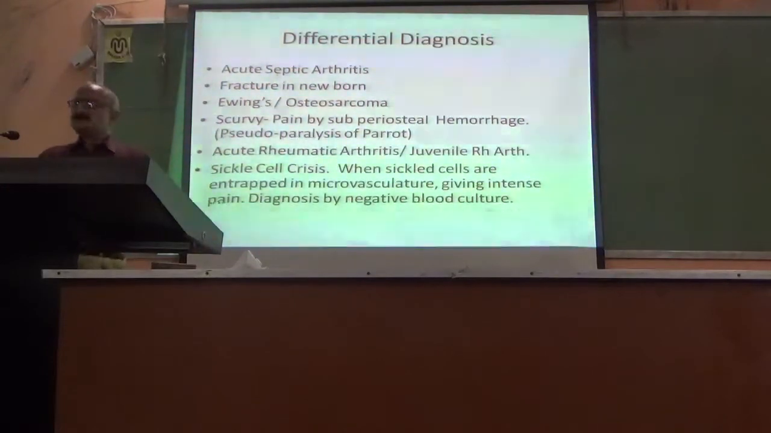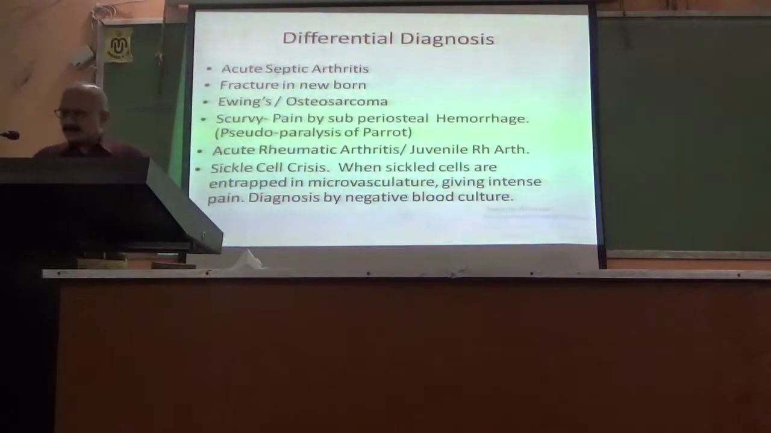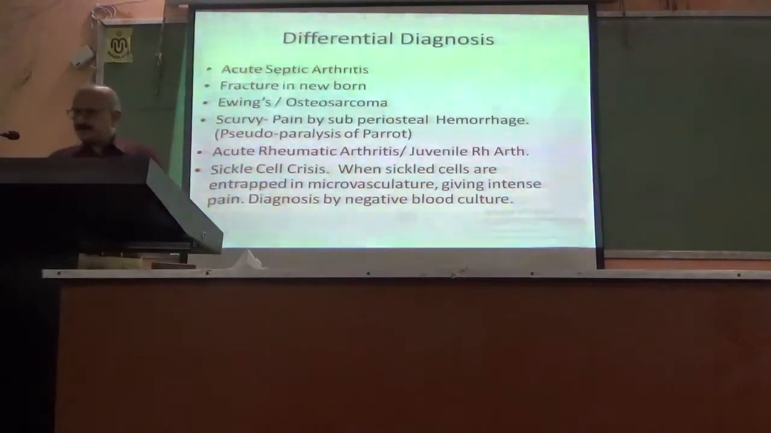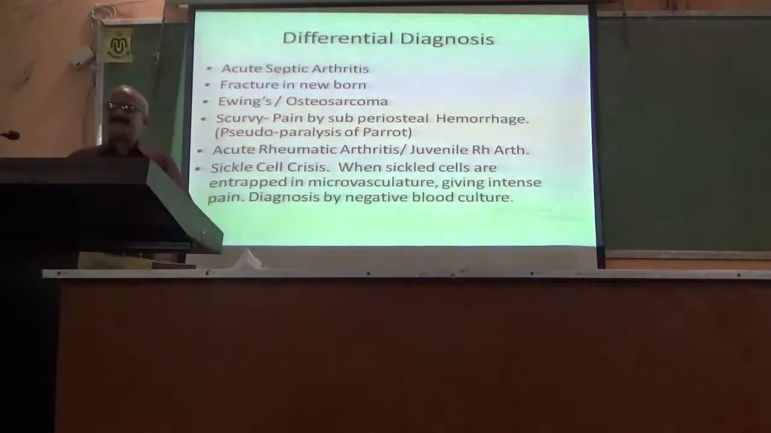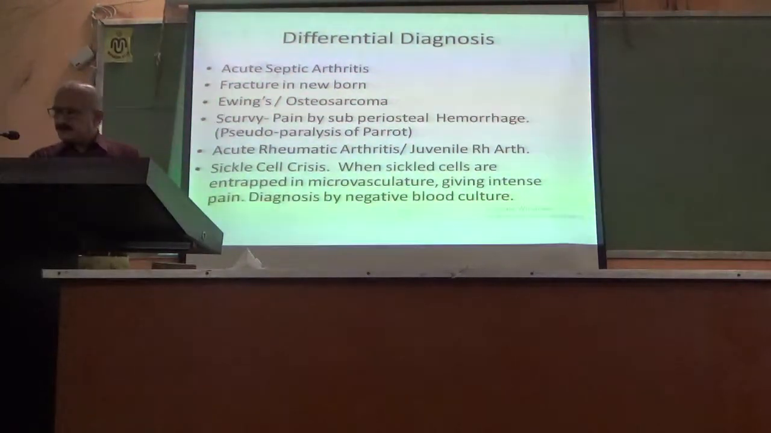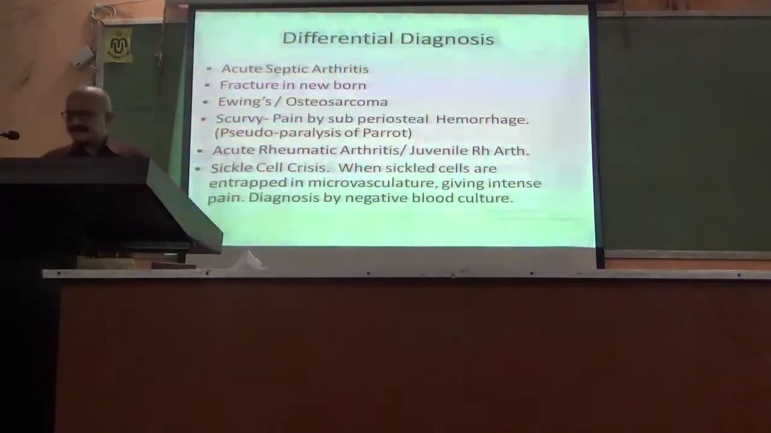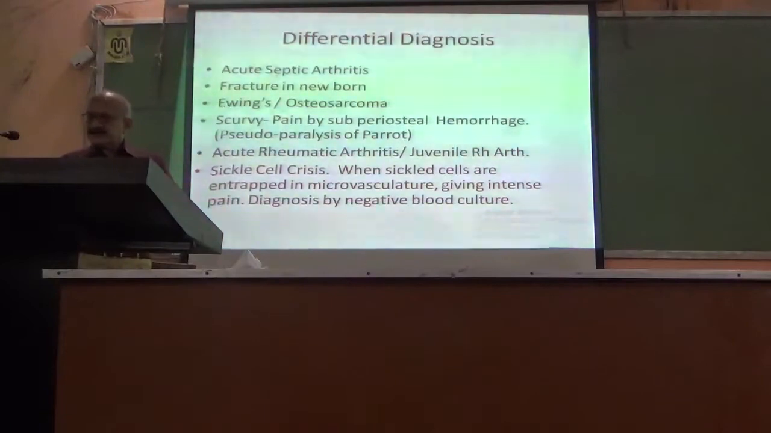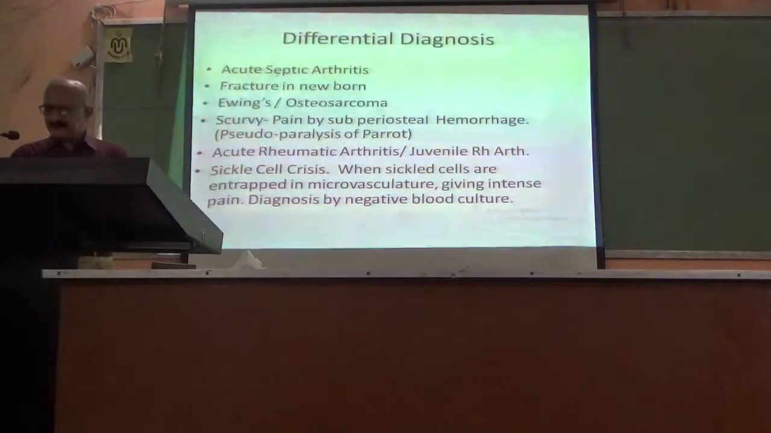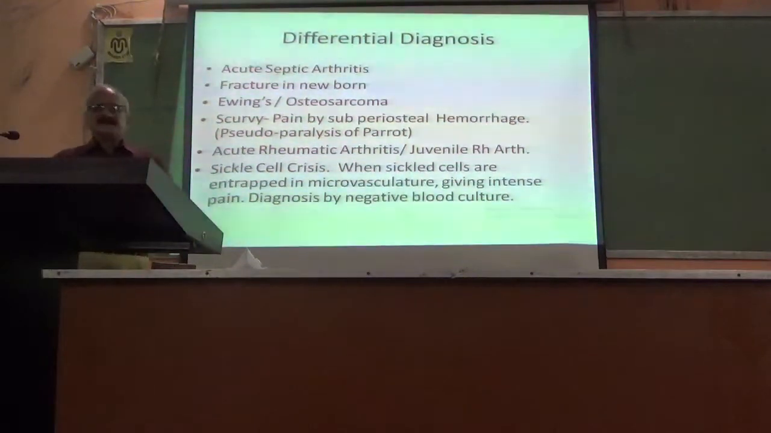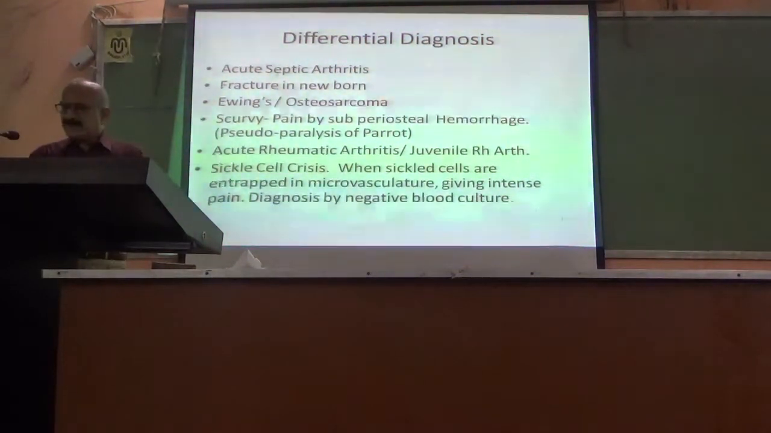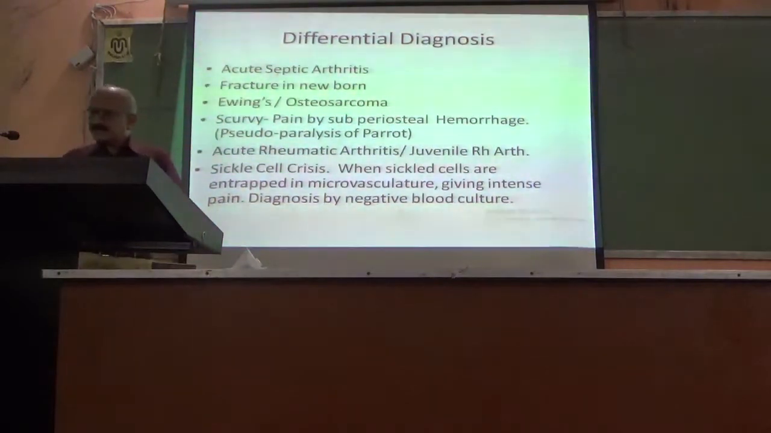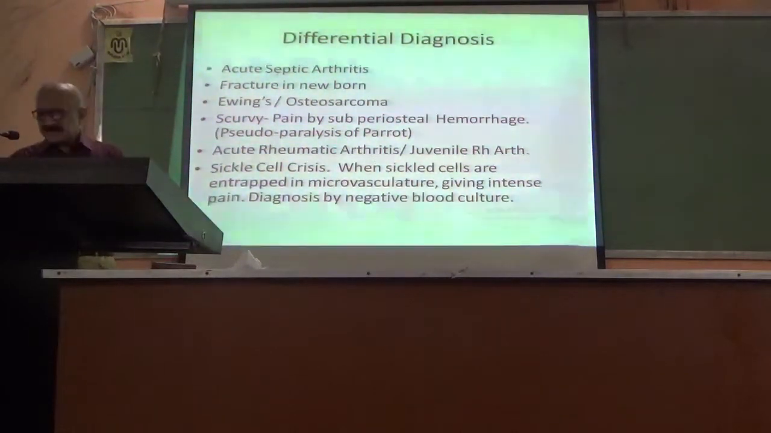Scurvy, of course, is not very much a clinical problem nowadays, but it causes pain by subperiosteal hemorrhage. We find that in scurvy there is subperiosteal hemorrhage, and this gives rise to intense pain at the metaphyseal or similar region, and usually the child is hesitant to move that limb. That is known as pseudo-paralysis of Parrot. So these two things combined give rise to a picture similar to acute osteomyelitis. Then acute rheumatic arthritis and juvenile rheumatic arthritis.